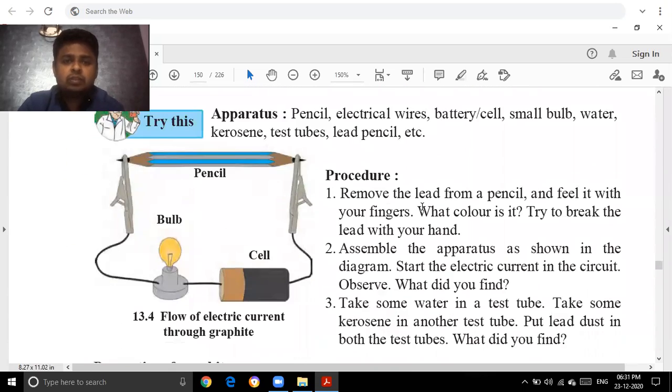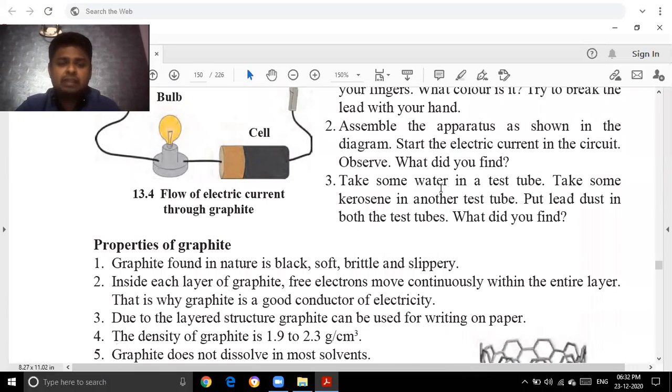Now, apparatus: pencil, electrical wires, battery, cell, bulb, water, kerosene. All these things are required for an experiment. You can see the picture. You can remove the wooden cover over the pencil. You can assemble the apparatus as shown. And when you pass current through it, then what will happen? The bulb will glow. Take some water in a test tube, take some kerosene and other, put the lead dust in it, and what do you find?